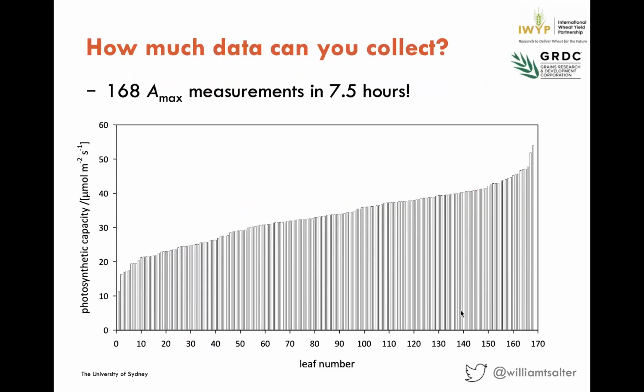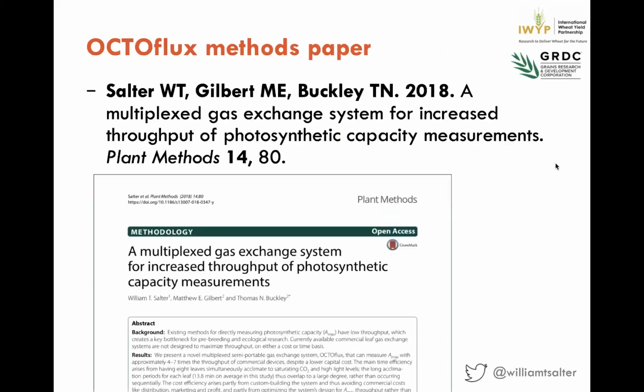And what does it look like we could do across the whole day? Well, this is just one day's worth of data. We've got photosynthetic capacity on the y-axis and then just the individual leaves on the x. And so really, this allowed us to measure these 160 genotypes, and we're super happy with it. And we recently published our methods paper on that system in Plant Methods. Again, this is open access, so please go and have a look. We're super happy with our OCTOflux system as well.